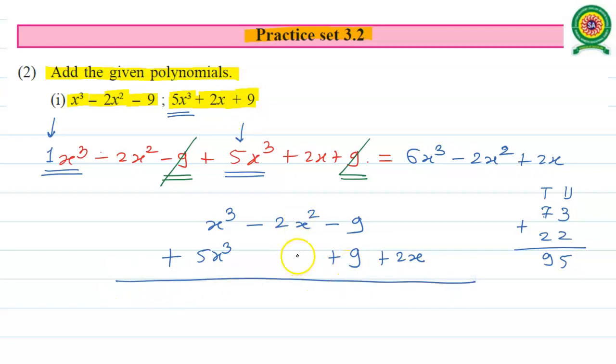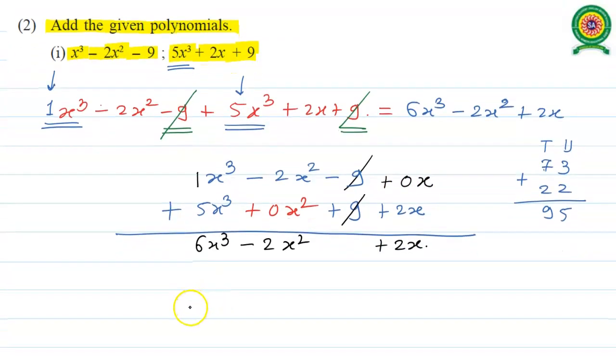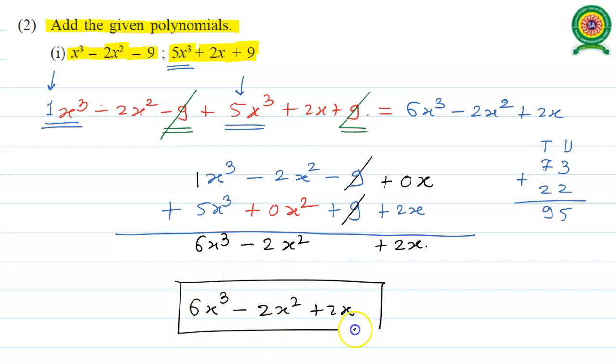The x square term is not given, so we may have 0 times x square here. Now try to add them. We get 1 plus 5 becomes 6 times x cube. Minus 2 plus 0 becomes minus 2 times x square. Minus 9 plus 9 gets cancelled and gives us 0. For the 2x, there is no x term in the first polynomial, so we write 0x. 0 plus 2 is 2, so we get 2x. Now rearrange your final answer. The addition of the given polynomials is 6x cube minus 2x square plus 2x. Try to make a box around it.